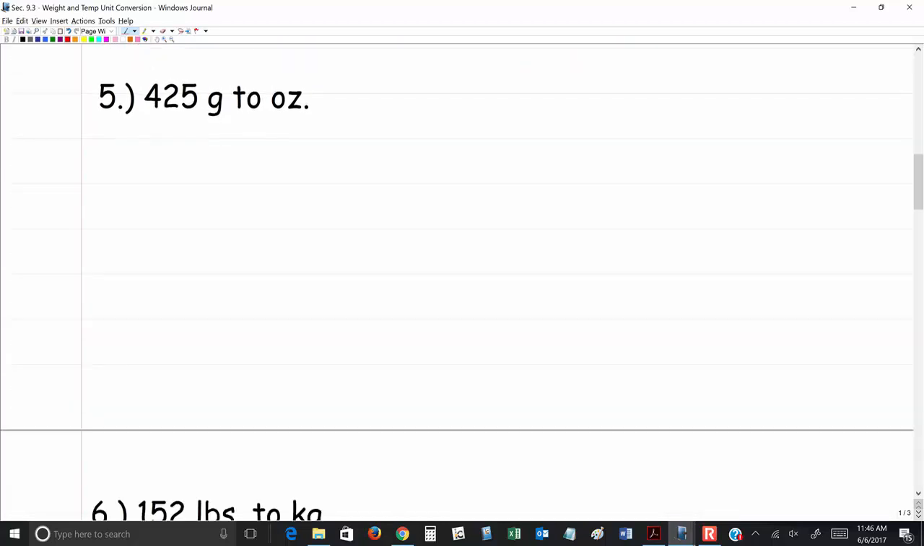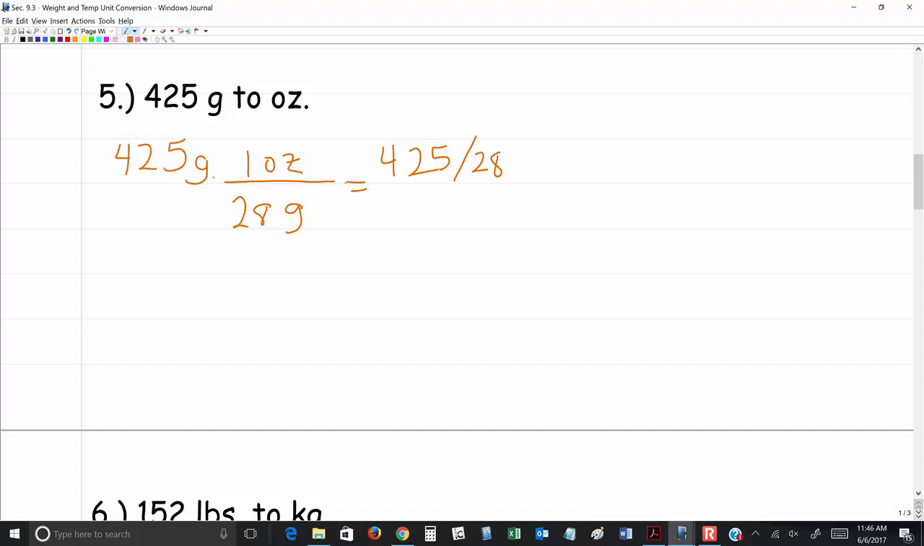And 425 grams to ounces. So we've got that conversion factor: 1 ounce equals 28 grams. So 425 grams, and 28 grams equals 1 ounce. So we have to do 425 divided by 28, which is approximately 15.18 ounces.